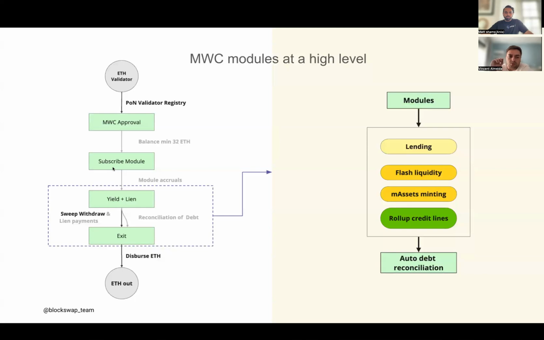So MWC will inform the recipient that an approval has been received, and that allows the module to understand the risk profile, right? So do you want to accept an approval from a guy that doesn't repay his debts, right? That's something you can reject or accept. And then this part is really interesting.